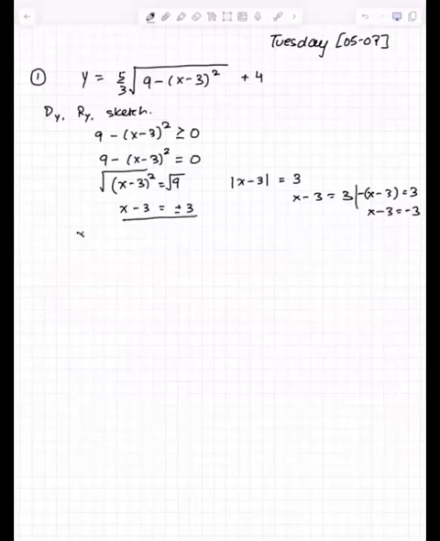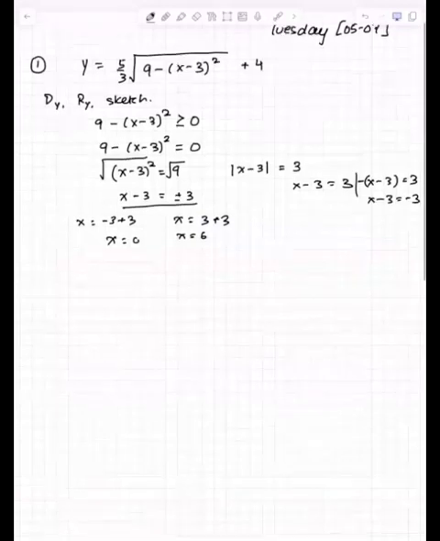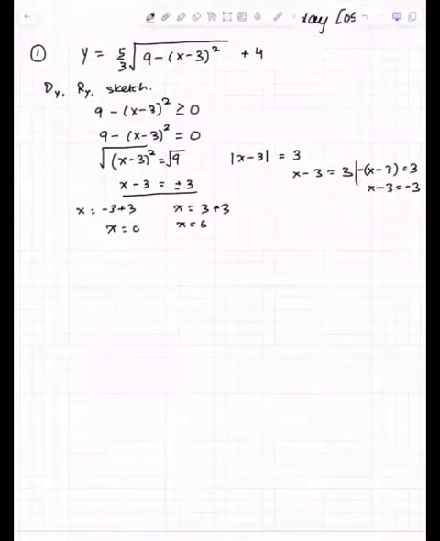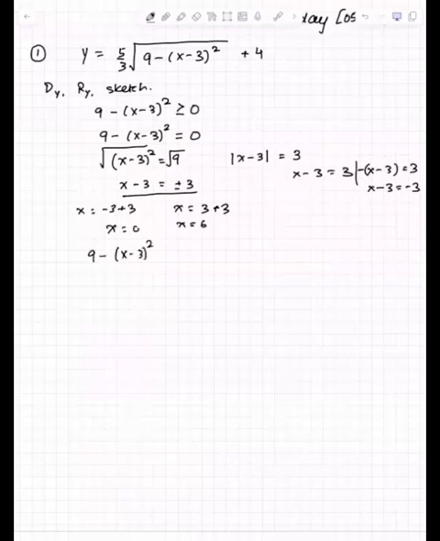Okay, so x is negative 3 plus 3, or x is 3 plus 3. So x is 0 or x is 6. These are the two x-intercepts. So that is when this expression on the left is, sorry, have allergies, is 0. Okay, now we know the graph of 9 minus (x minus 3) squared.